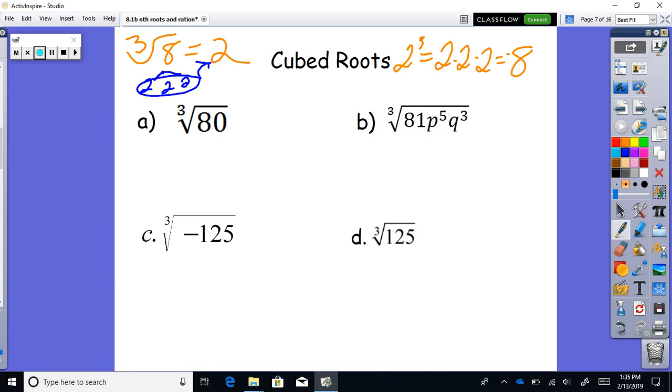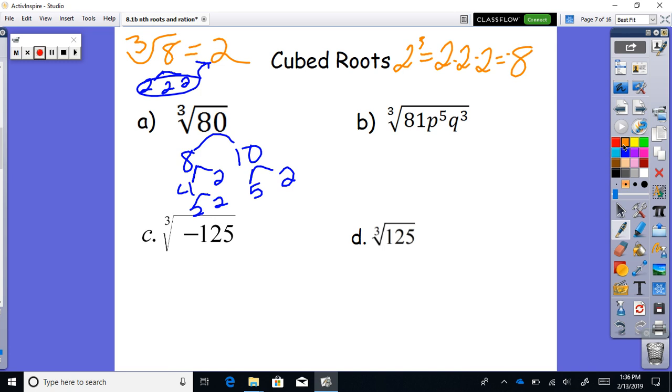So essentially you can simplify them the same way, but instead of groups of 2, you need groups of 3 to form a perfect cube, to get out of the radical. So for example, 80 is 8 times 10. 10 is 5 times 2. 8 is 4 and 2, and 4 is 2 and 2.